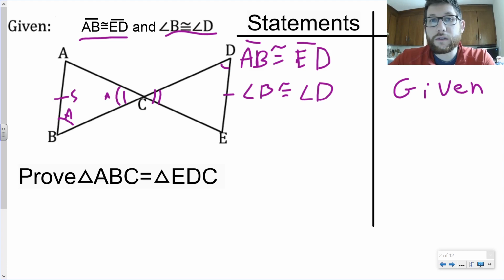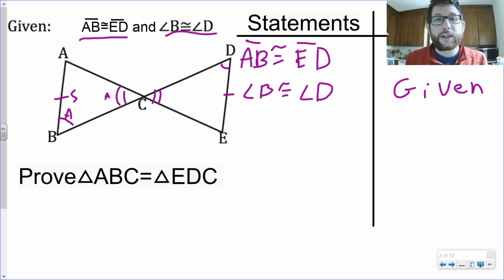So AB is congruent to ED, and angle B is equal to angle D. All right, feeling okay so far. The next thing we want to do is check for our most common things that show up in congruent triangles, which remember are reflexive sides and vertical angles.